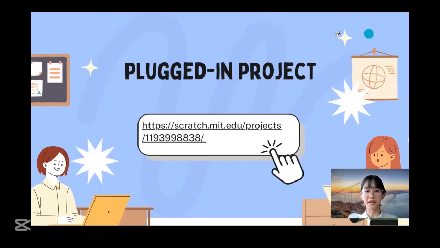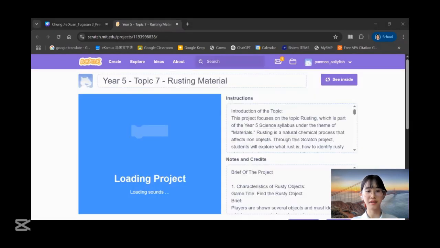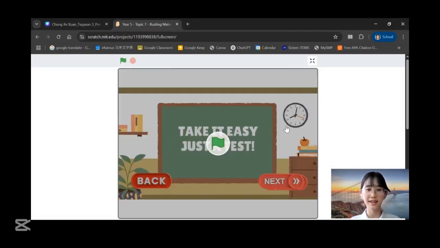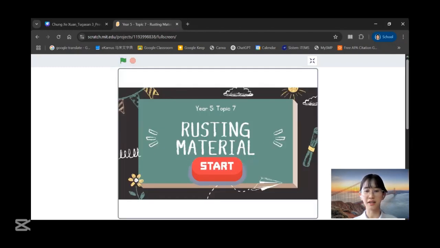Over here, this one is the link of my project. So let's click in and see what is in the project. Let's put this full screen. Okay, over here we can press start. When we play this game, remember to open the sound because I put a lot of sound effects in this game. So let's press start.